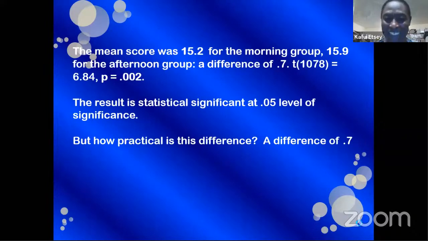But statistically speaking, we'll come with a result and say, oh, let children do comprehension in the afternoon. That is the recommendation we'll make. But practically speaking, that recommendation may not really be feasible. The difference is only 0.7. So that is how statistical significance and practical significance work.